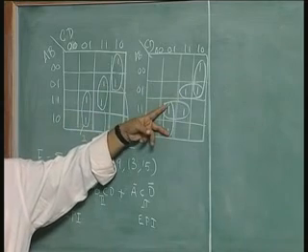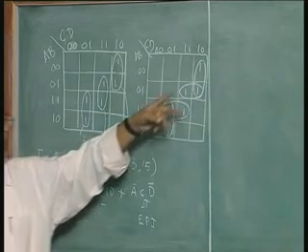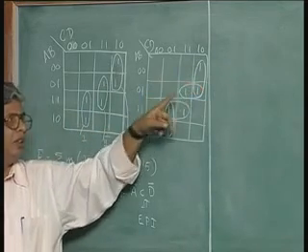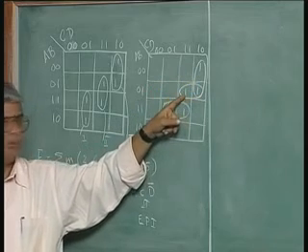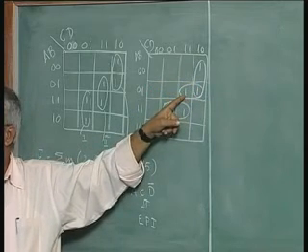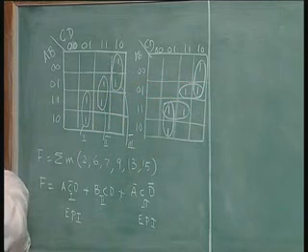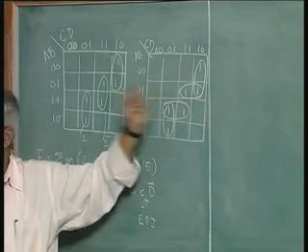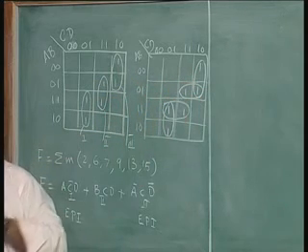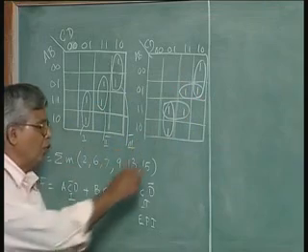This is an essential prime implicant. This is an essential prime implicant. Is this a prime implicant? What is a prime implicant? The largest group of ones possible within that. This is the largest possible group of ones. So all the four here, I will call this 1, 2, 3, 4.